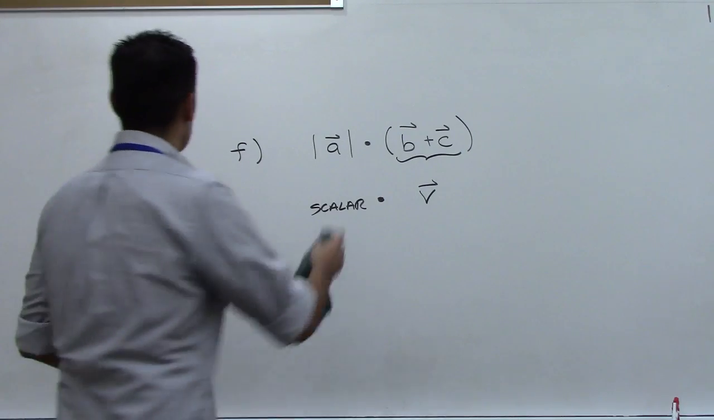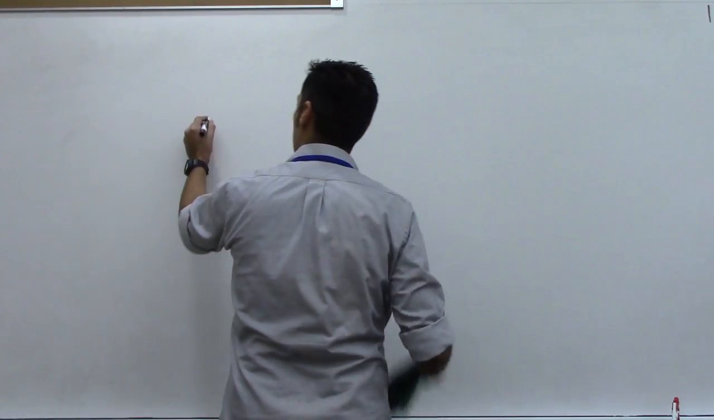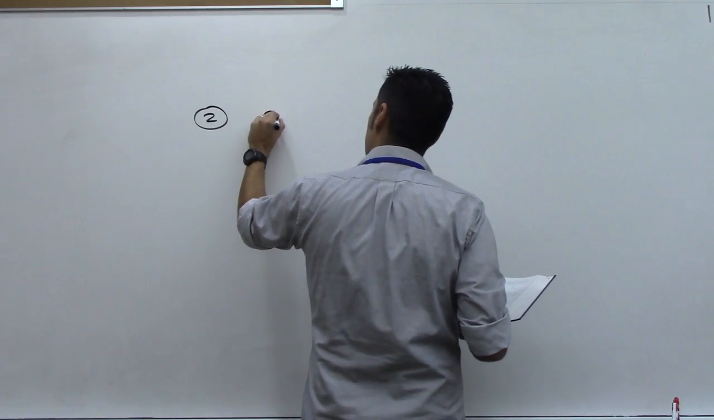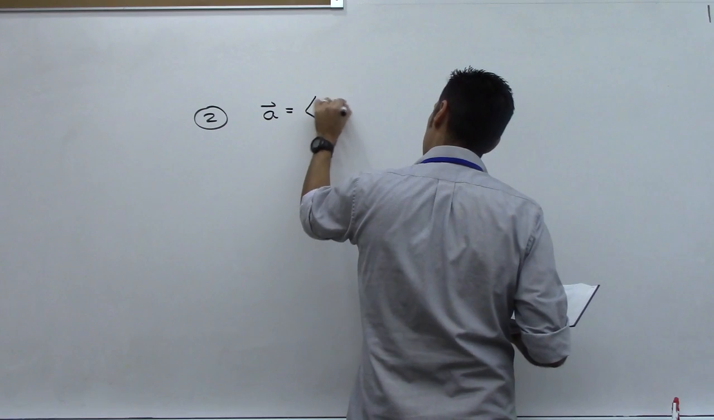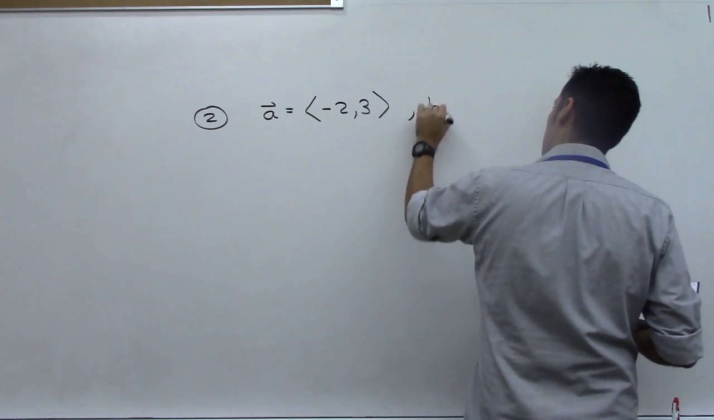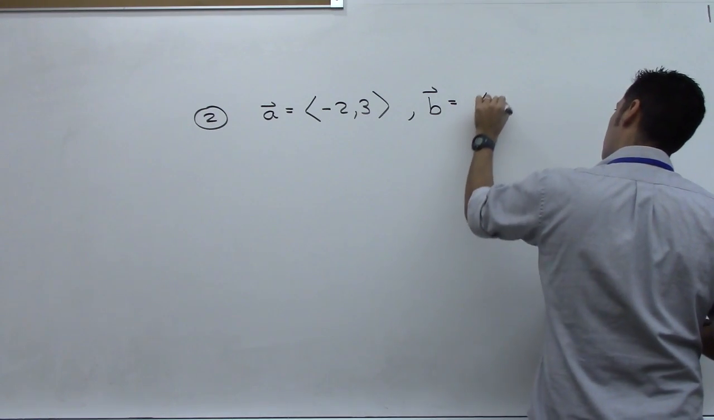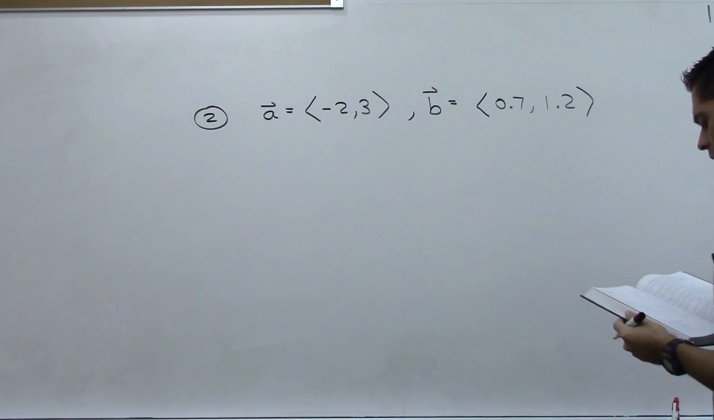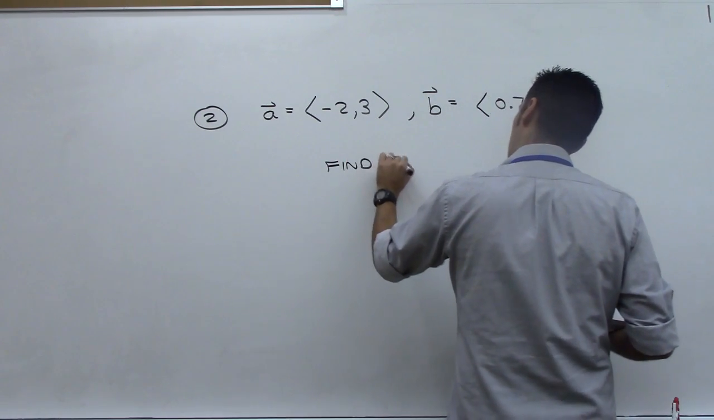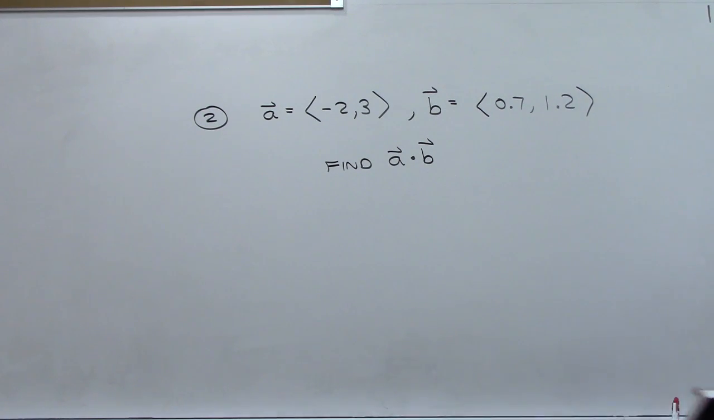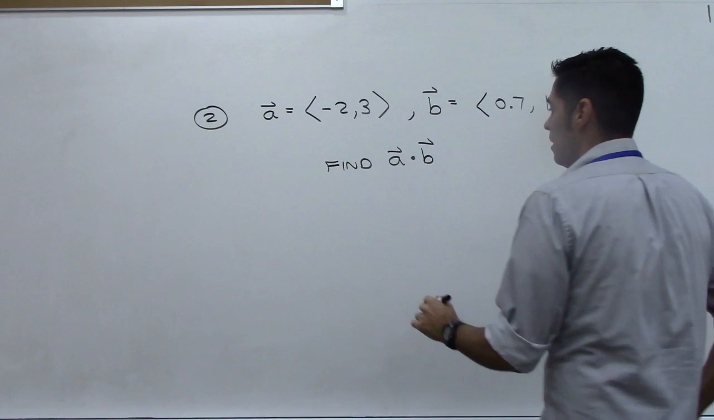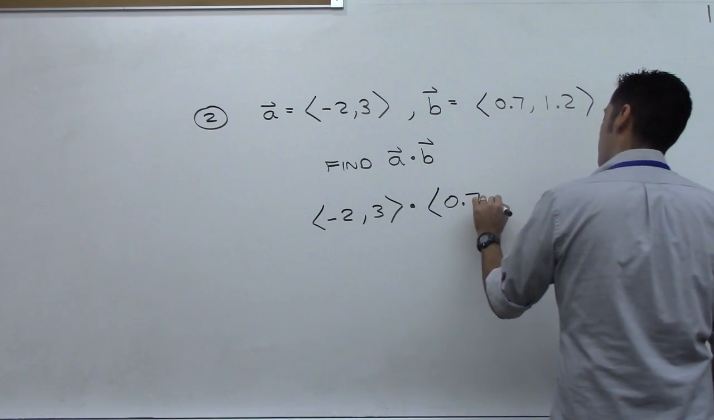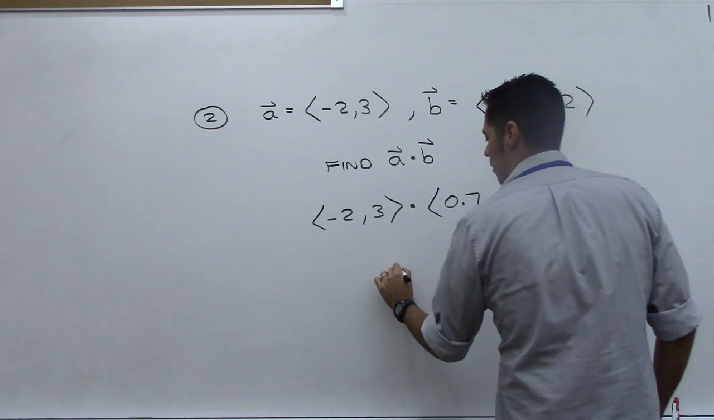Now let's look at number 2. So we're going to find some dot products here. They give you a vector A is equal to the vector -2, 3. The vector B is equal to 0.7, 1.2. And we want to find A dot B. So all we have to do here is use our standard procedure for dot products. You take the first vector, -2, 3, dot it with the vector 0.7, 1.2, you're going to get a number out.